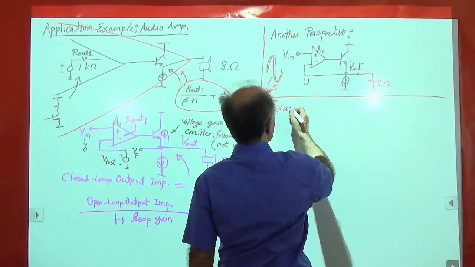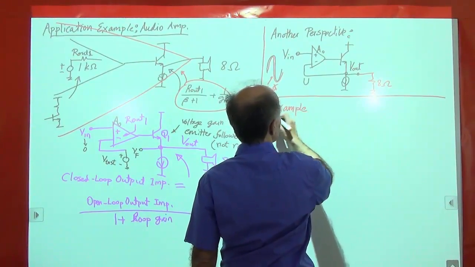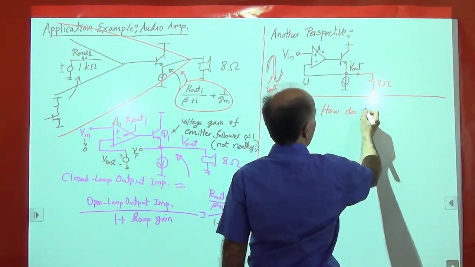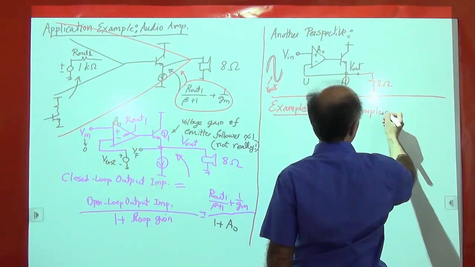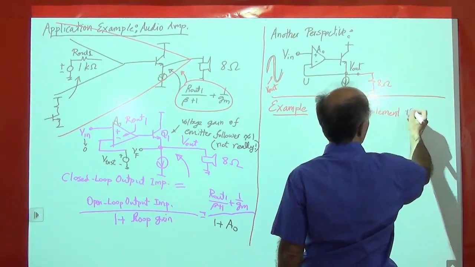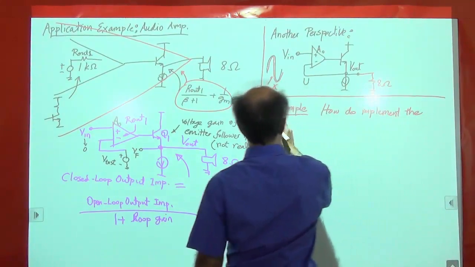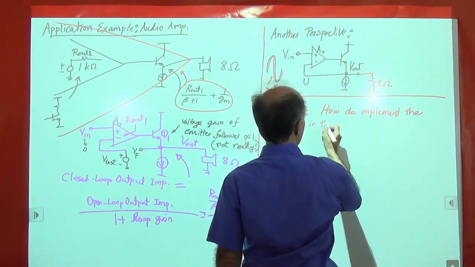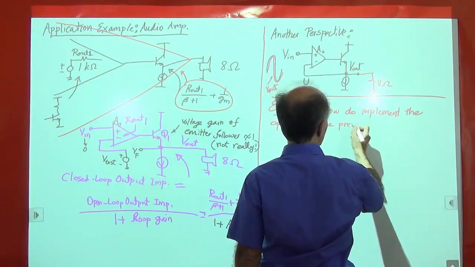So, how do we implement the op amp in the previous example?